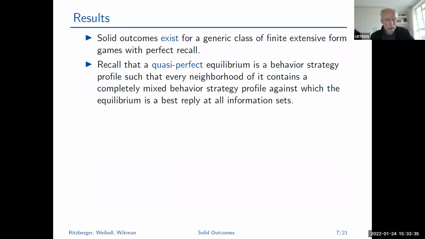Now, a first result, it's actually not really a result, it's just an observation, right? Solid outcomes exist for a generic class of finite extensive form games with perfect recall. That's a direct implication of the old result by Kreps and Wilson, that for finite extensive form games with perfect recall, there's only a finite number of equilibrium outcomes. Okay? So we have generic existence, and that's straightforward. That's not even worth a proposition.